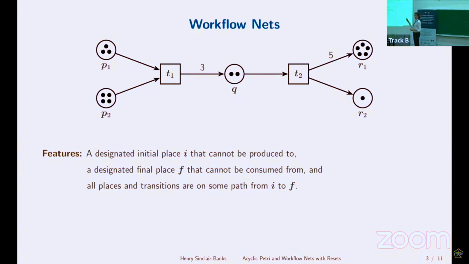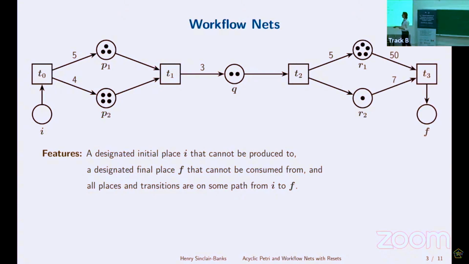Now, this is not a workflow net, firstly because I've not given you the initial or final place, but also, even if I did, let's say P1 is the initial and R1 is the final, then P2 is not on a path between the initial and the final. So I need to change this. I'll add an initial place, and I'll add this transition to produce some tokens to P1 and P2, and I'll add a final place. And now I notice that every transition and every place is on some path from the initial to the final. And so this indeed satisfies the properties that one needs for a workflow net.